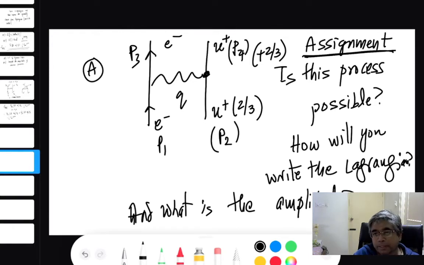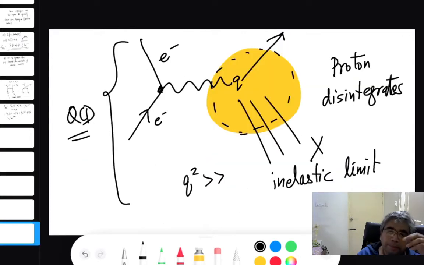for a quark, say, for example, because there are no free quarks, you can write this amplitude, but the actual process corresponding to this would be, in the elastic limit, just electron-proton scattering. But if you really want to see the quarks inside a proton, what you have to do is increase the momentum of the photon which is hitting the proton.